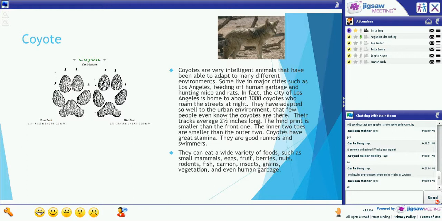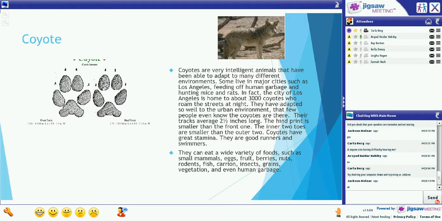Coyotes are very intelligent animals that have been able to adapt to many different environments. Some live in major cities such as Los Angeles, feeding off human garbage and hunting mice and rats.